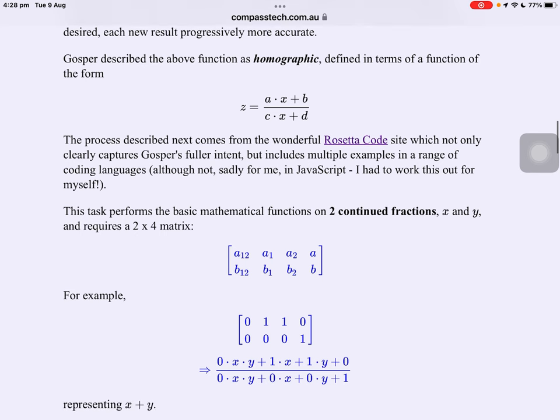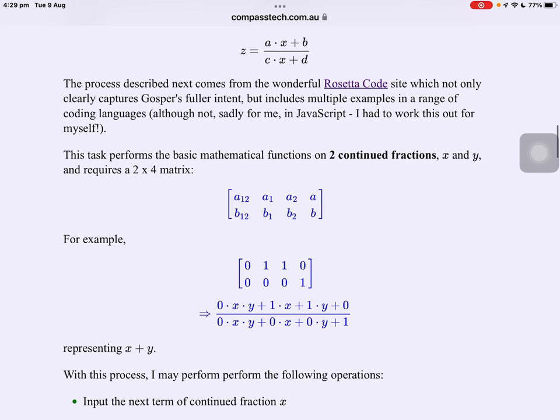Now, the process that I've adopted here, having worked through Gosper's original article, which is freely available, it was never formally published, but is readily available online and linked from this website. I couldn't follow the details of it, not until I came across a site called Rosetta Code, where they were actually writing code to do Gosper's process and using multiple different coding languages to do it. Sadly, not JavaScript, which is what I was looking for, so I had to work that out myself.